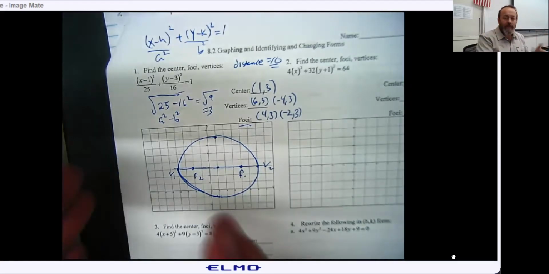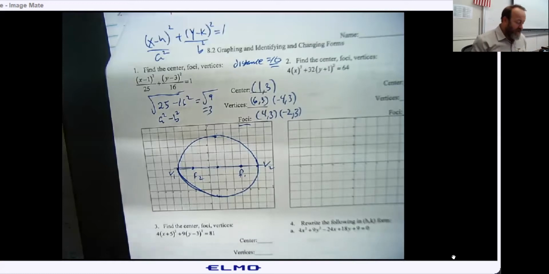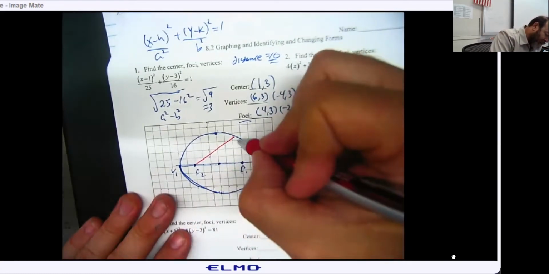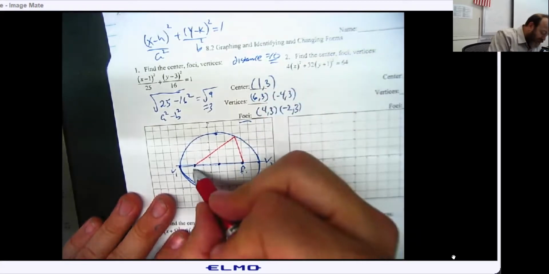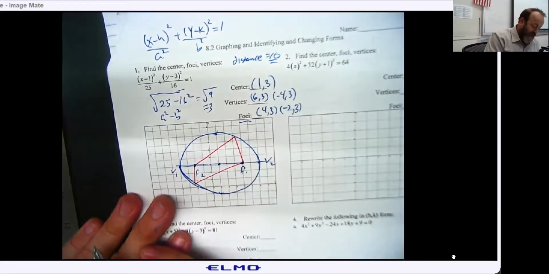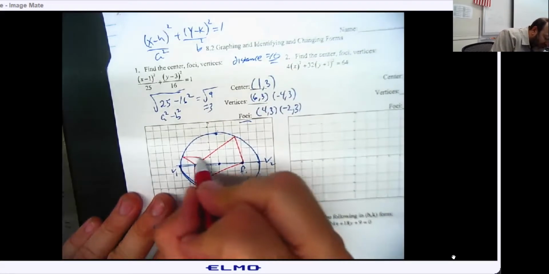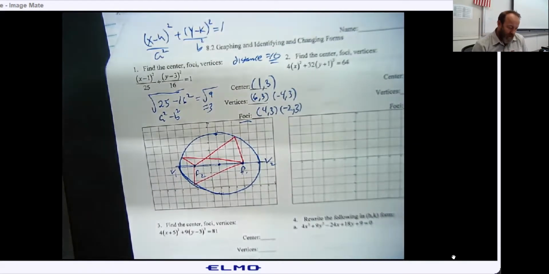Now, this problem is done, so don't worry about any of the rest of this, but just for the sake of argument, if I took this plus this, I would get that number 10. If I took this distance plus this distance, I would also get 10. If I came over to here and went over to here and came back to here, that would also be 10. That's just the definition of what makes an ellipse work.